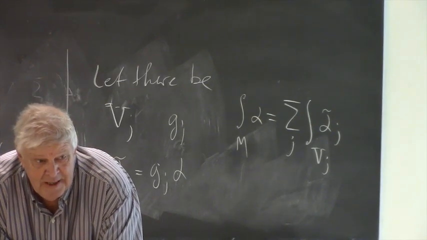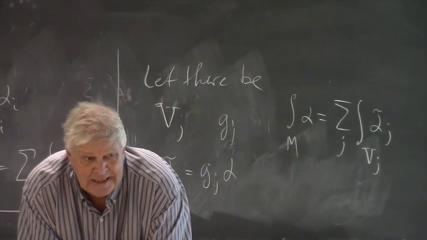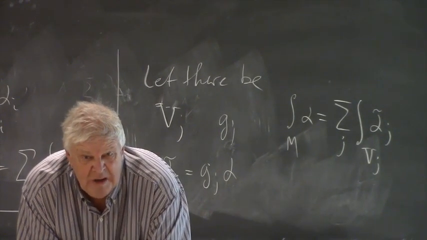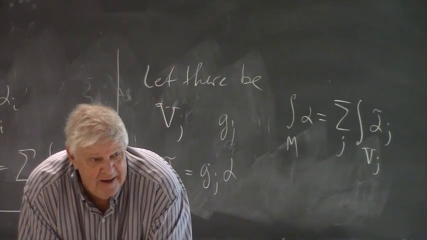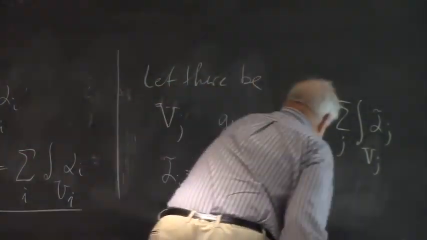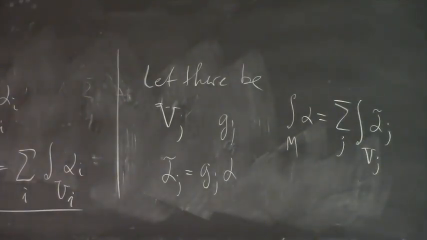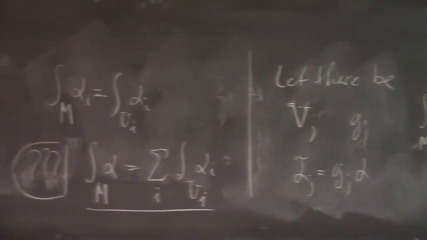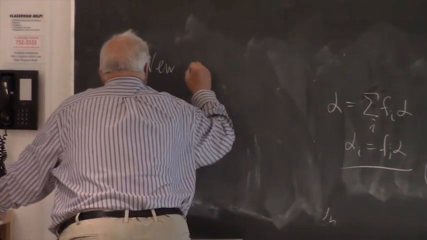For this purpose, I want to consider a new covering or a new atlas on the manifold, which consists of all intersections of the domain Ui and the domain Vj. And I consider a new partition of unity.